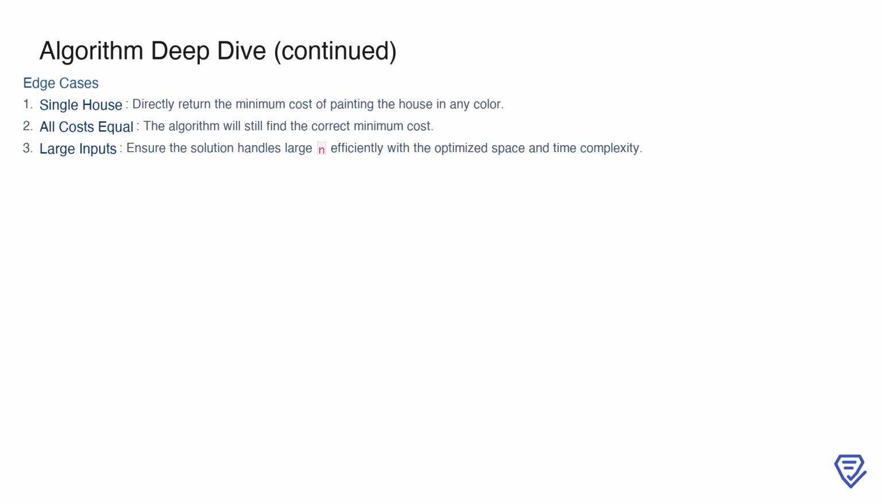Before wrapping up, let's consider a few edge cases. If there is only one house, the solution is simply the minimum cost of painting that house in any color, as there are no adjacent houses to worry about. If all painting costs are equal, the algorithm still works correctly and will return the expected minimum cost. For large inputs, where the number of houses is very high, the optimized algorithm handles the problem efficiently due to its O(n) time complexity and O(1) space complexity. These considerations ensure that the solution is robust and performs well across a variety of scenarios.